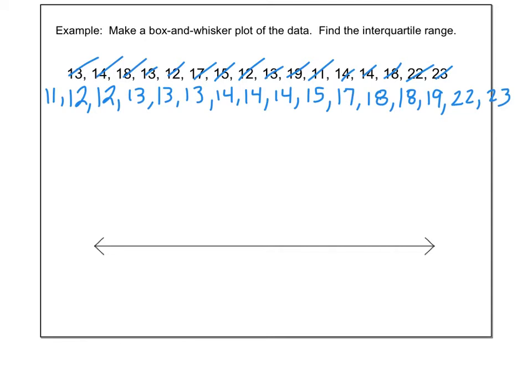Alrighty, we have all of our data items in order now, and so to make a box and whisker plot we need a minimum and a maximum. We'll take 11 as our minimum, we'll take 23 as our maximum. Let's find our median, which is quartile number 2. We're finding our median here.